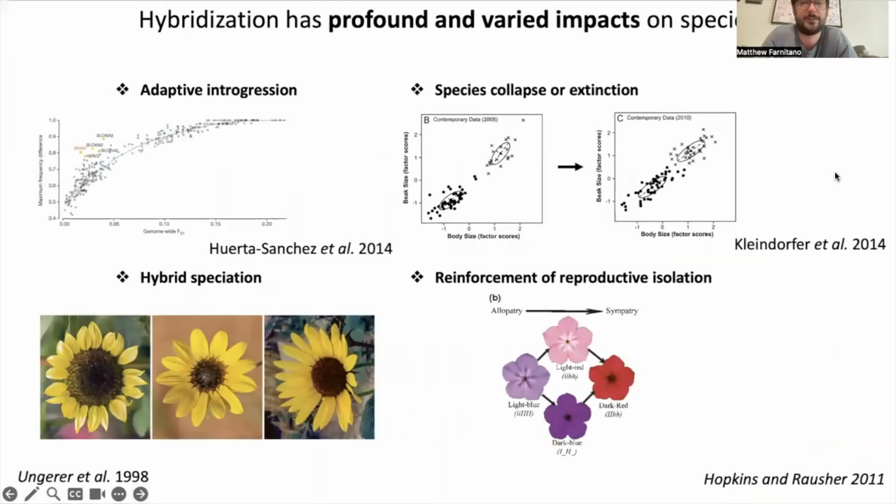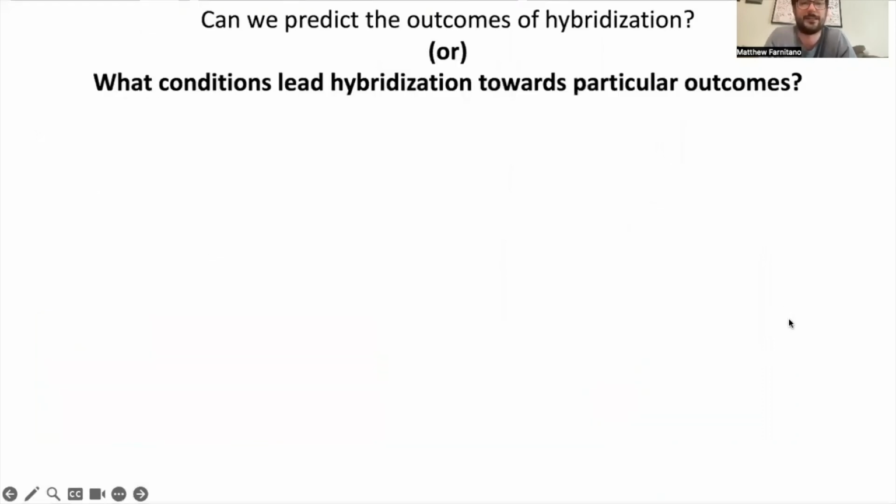So we know that hybridization has profound and varied impacts on species. These can range from adaptive introgression of particular alleles, creation of whole new hybrid lineages, collapse of a species through hybridization, or reinforcement of species differences through the selection against hybridization. And we want to know what conditions lead hybridization towards these particular outcomes, or can we predict the outcomes of hybridization from the conditions that we see?